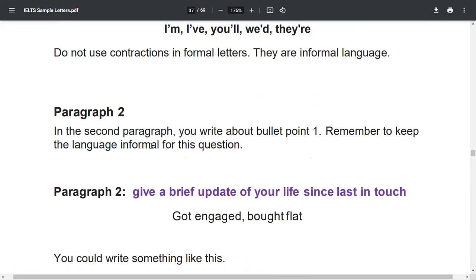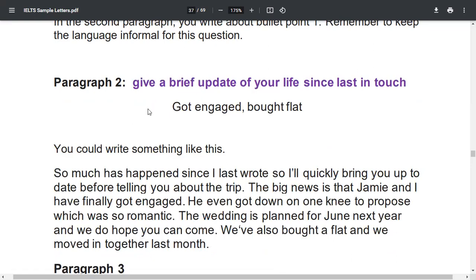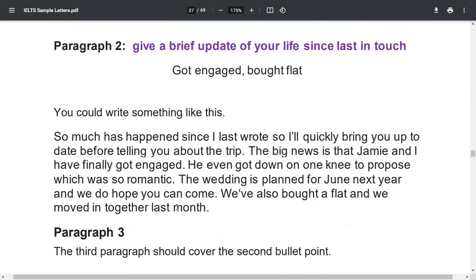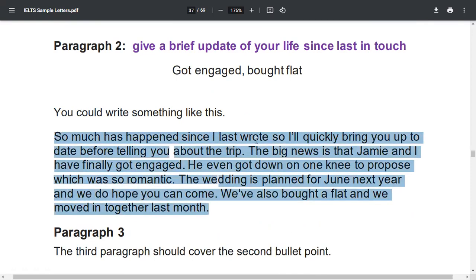Now in paragraph 2, which is the first bullet point that says give a brief update of your life since last in touch, let's read this together. So much has happened since I last wrote, so I will quickly bring you up to date before telling you about the trip. The big news is that Jamie and I have finally got engaged. He even got down on one knee to propose, which was so romantic. The wedding is planned for June next year, and we do hope you can come. We've also bought a flat and we moved in together last month. It's an amazing answer for the first bullet point.